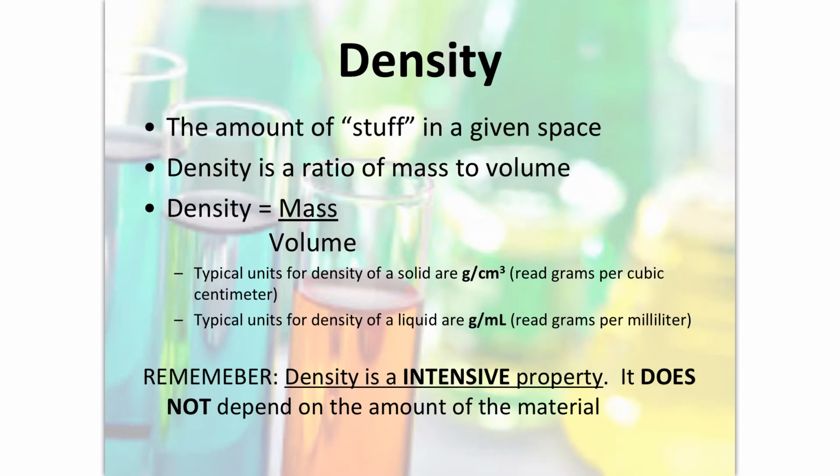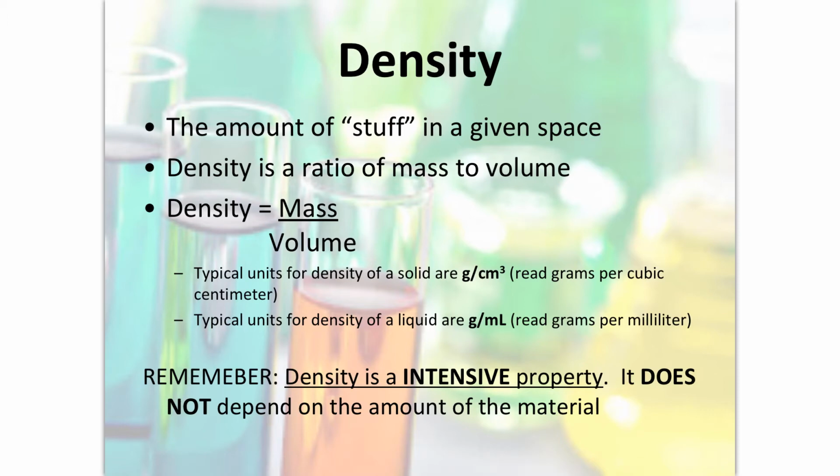Now here's the key takeaway that I want you to take away from this one. The ratio of mass to volume for a particular material does not change. Therefore, the density of a particular material does not change depending on the amount. So if I have 500 grams of gold, the density of that sample is the same as if I had 5,000 grams of gold.